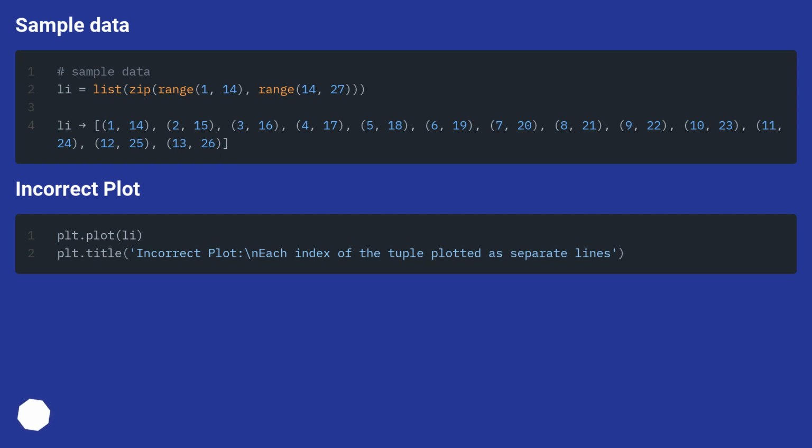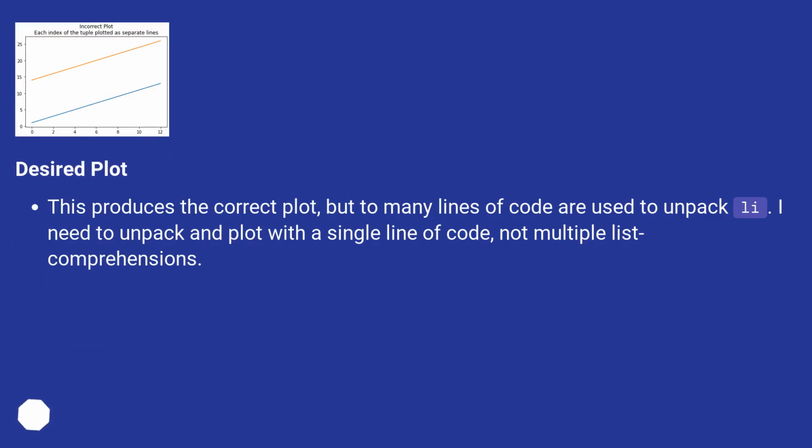Sample data. Incorrect plot. Desired plot. This produces the correct plot, but too many lines of code are used to unpack li. I need to unpack and plot with a single line of code, not multiple list comprehensions.